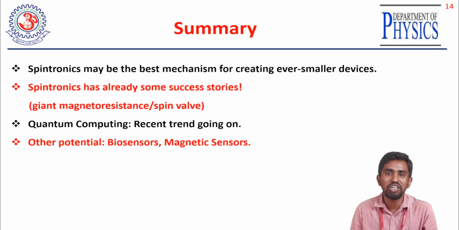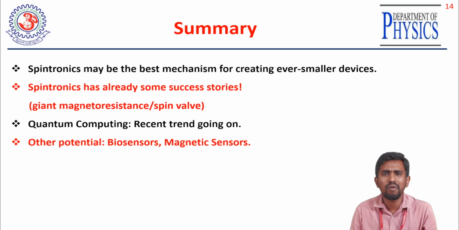In summary, I will conclude that spintronics may be the best mechanism for creating small devices, and spintronics has already had some success stories like giant magnetoresistance. As I told you, in 1988 they already showed in an experiment how resistance can change with the spin. And the recent trend in quantum computing is going on. We have to explore these things. That's why spintronics is very important for quantum computing.